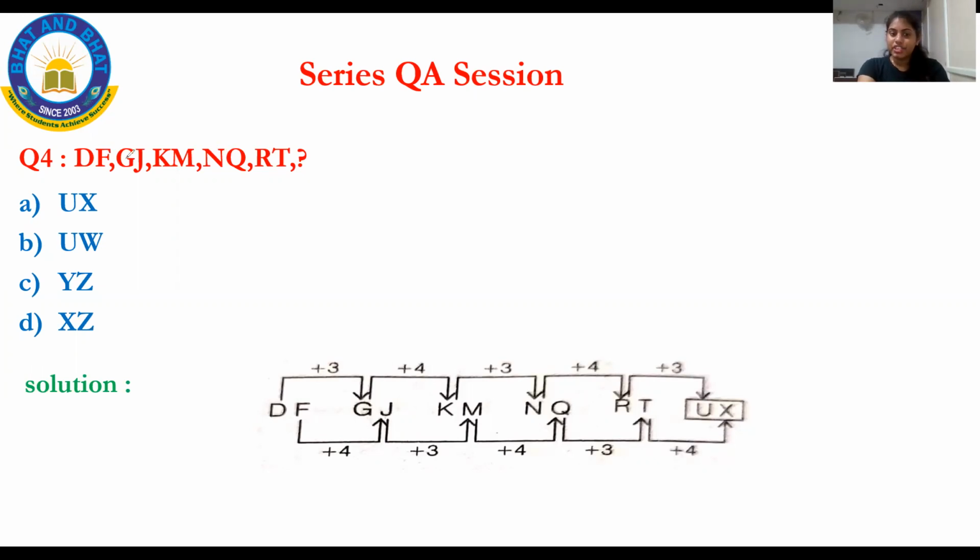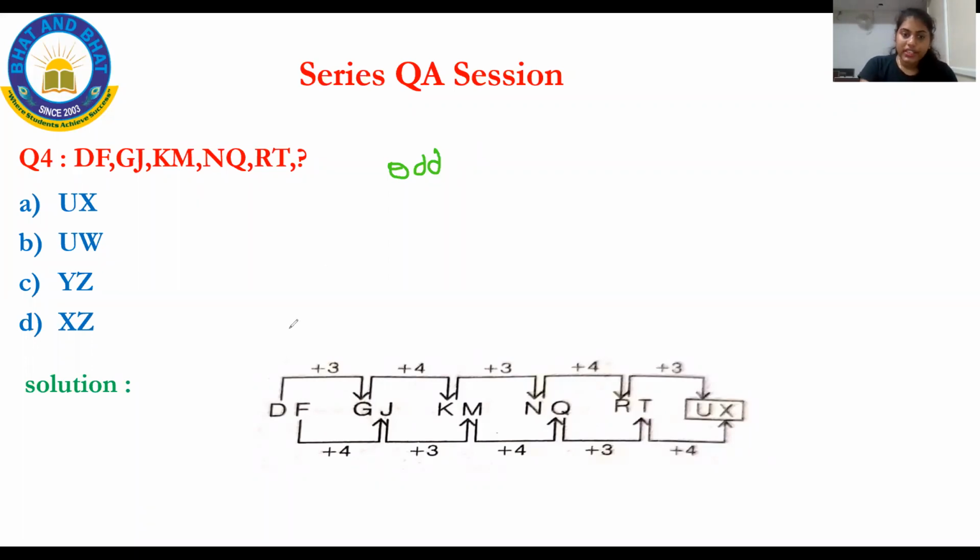D, F, G, J. Pairs. D, F are a pair, G, J are a pair. Now what do you have to do? Compare odd to odd, even to even. What is odd? 1, 3, 5, 7, 9, 11, 13, 15, etc. What do you mean by even? 2, 4, 6, 8, 10, 12.